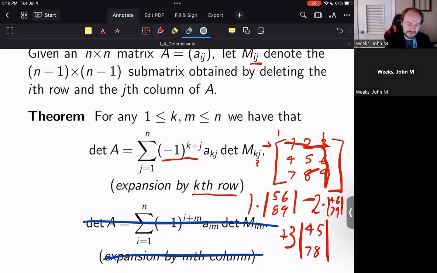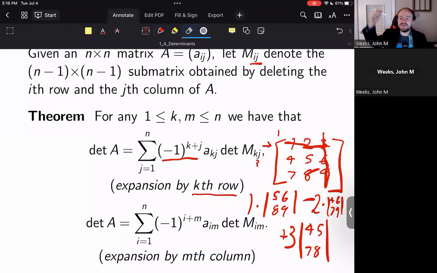We can also expand by the mth column instead. Essentially, we're doing the same process, but instead of taking every element on a row and moving to the right, we're taking every element on a column starting from the top and moving down, switching our -1 +1 along the way. So these are those formulas there.